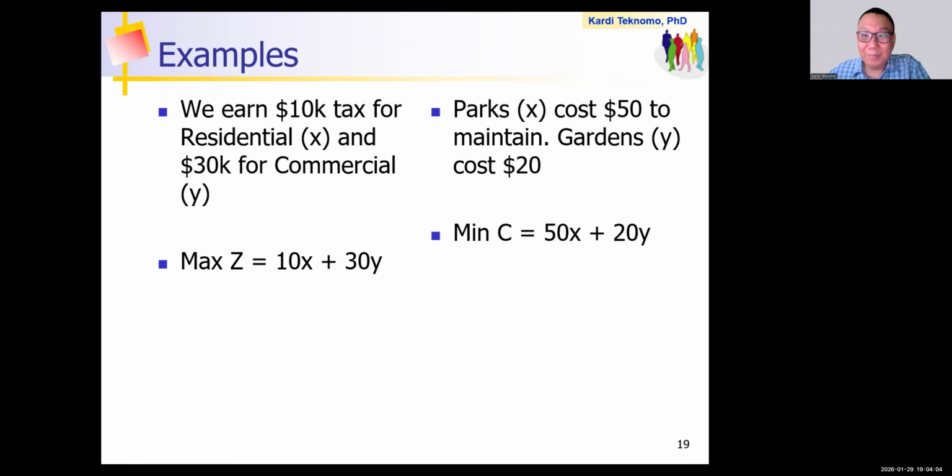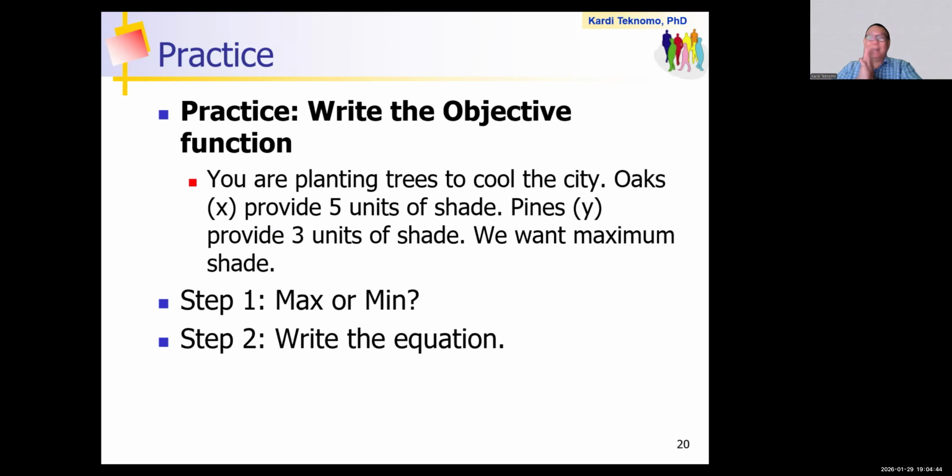Okay, simple, yeah. So the word earn implies maximization. The word cost implies minimization. So the numbers here just stick to the variables. Very good. So this number represents the coefficient. I just put it without scary word. So it's just the price.